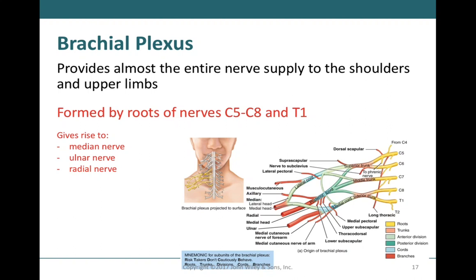So again, for the brachial plexus, I don't need you to know this entire picture. I don't need you to be able to draw out this entire brachial plexus, but I want you to just understand the different roots that form the brachial plexus, and I want you to understand the different nerves that are branching from the brachial plexus.